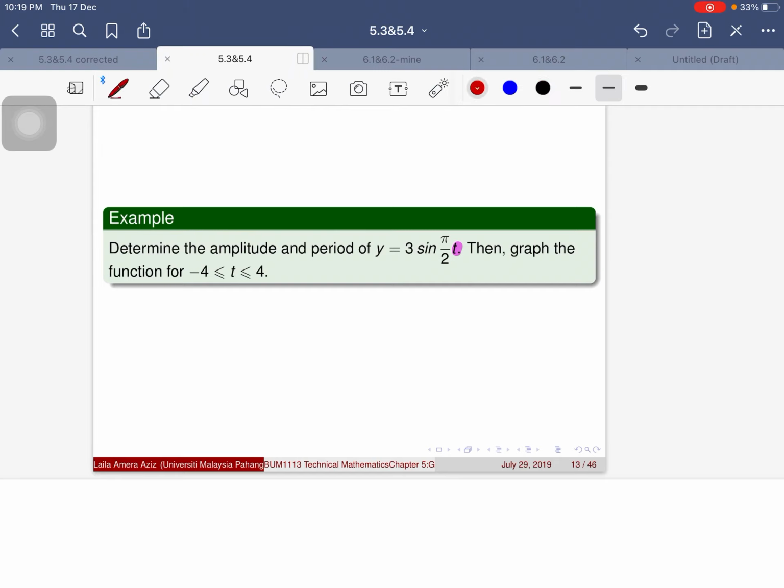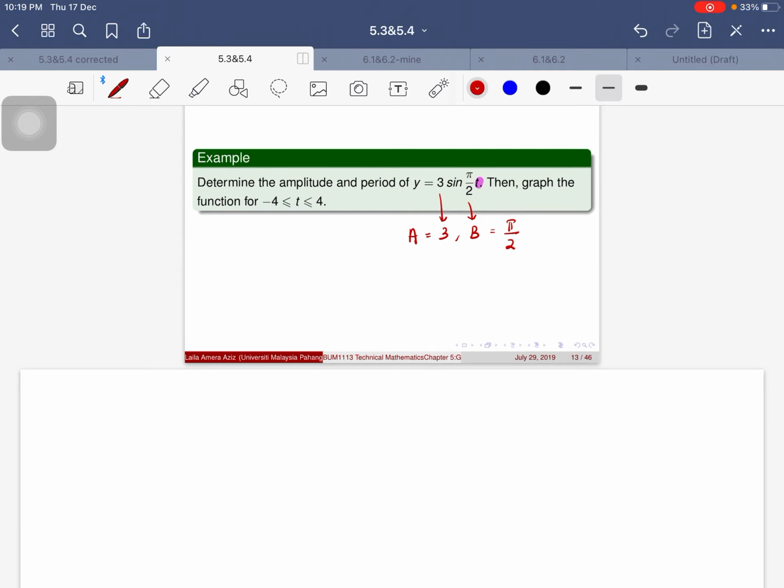First of all, before you start, identify the value of a and b. For this case, my a value is going to equal 3, and my b value is going to equal pi over 2. Okay, so I'm going to put it over here. So a is equal to 3. What happens is that my maximum value is going to be at 3, and my minimum value is going to be at negative 3. So that is the first characteristic of the graph that we're going to sketch.